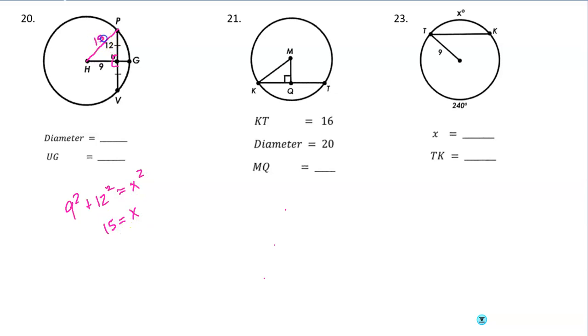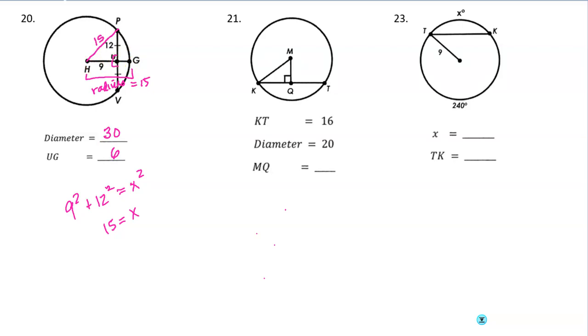So first of all, remember, this is a radius. So if they want the diameter, you can just double that. So I get the diameter is 30. Now, if they want UG, this is the trickiest one. UG is this extra stuff out here. Remember, HG is a radius. And you already know that the radius is 15 because of this. So if that's 15, you could take away the 9, and that makes this little part 6.